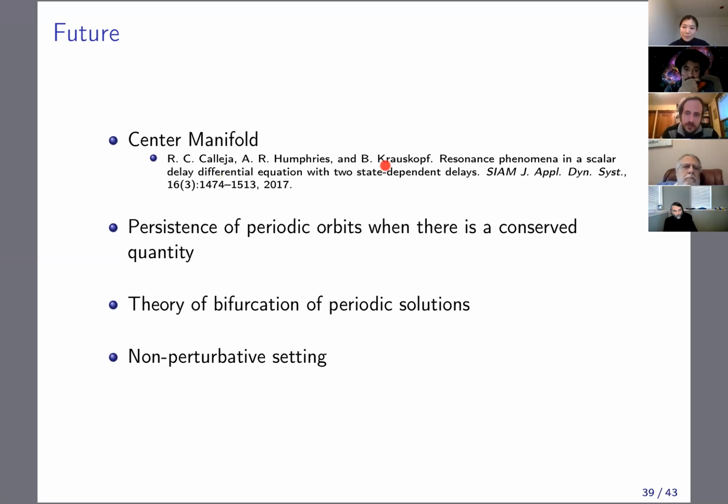And we want to consider the persistence of periodic orbits when there is a conserved quantity. We also want to consider bifurcation. And of course, our ultimate goal is to get rid of the perturbative setting.